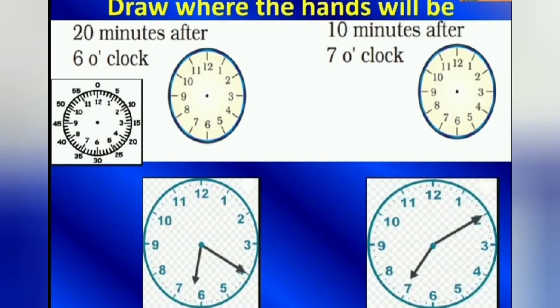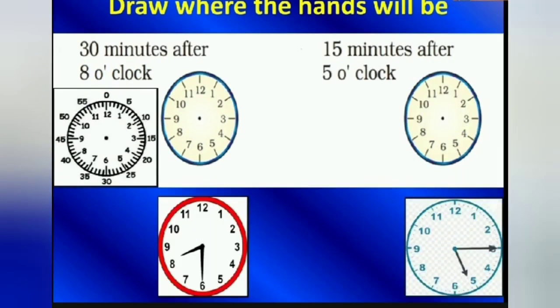Next exercise is draw where the hands will be. Exercise A, 20 minutes after 6 o'clock. So our hour hand will be on 6 and the minute hand will be on 4. That means 6:20. Now exercise C, 10 minutes after 7 o'clock. That means our hour hand will be on 7 and the minute hand will be on 2 as shown in the picture. Just see carefully and draw carefully.